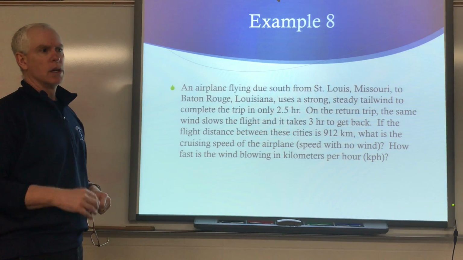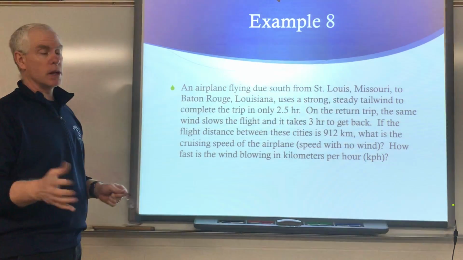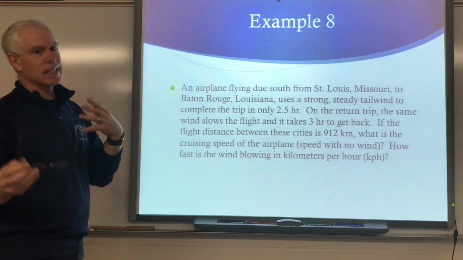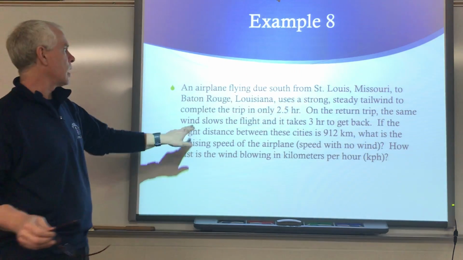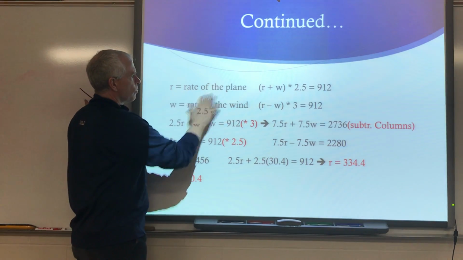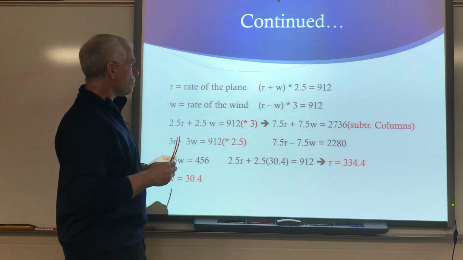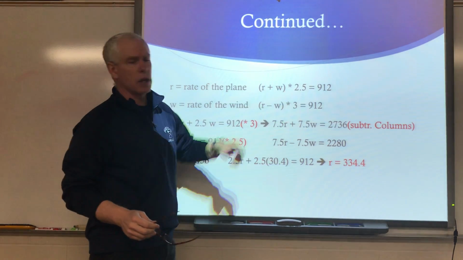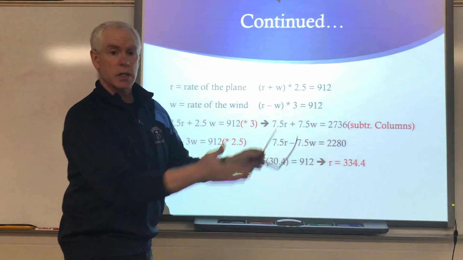So I have two unknowns. The rate of this plane without any wind, and then the rate of the wind. So I got to come up with an equation. The idea is distance equals rate times time here, you guys. So if I let my unknowns be r and w for rate of the plane and rate of the wind, when I'm going with the wind, my rate is going to be the sum of those two, because the wind is going to speed you up.